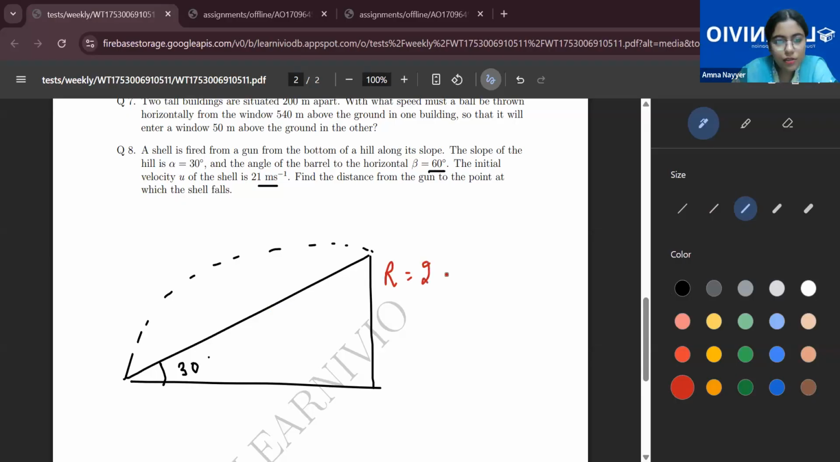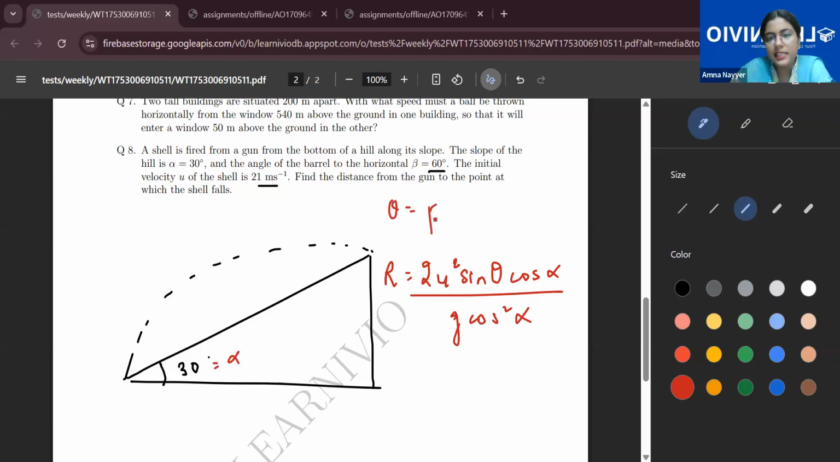The formula is 2u square sine theta, I'll tell you what is theta, cos alpha divided by g cos square alpha. Now, alpha is this. Okay. Your beta is here. Theta is basically beta minus alpha. So here, alpha is also 30 degree. Beta 60 minus 30 will be 30 degree. You have u as 21. You put the value in one line, you'll get the range of motion.